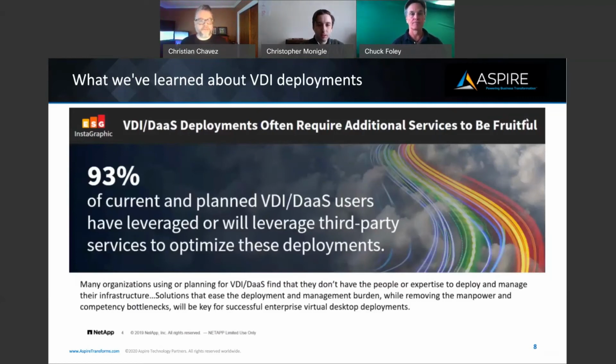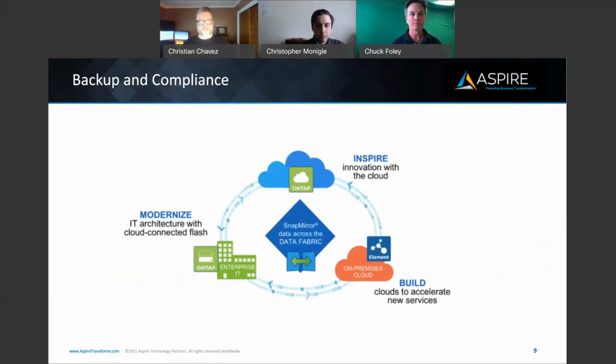Yeah, definitely. And last but not least, as we're closing out here, nobody can talk about some type of infrastructure without backup and compliance, right? Those are key at the end of the day. Sometimes overlooked, but now that we have this architecture, all these wonderful tools that we're using, what does NetApp bring to the table when it comes to backup and compliance?